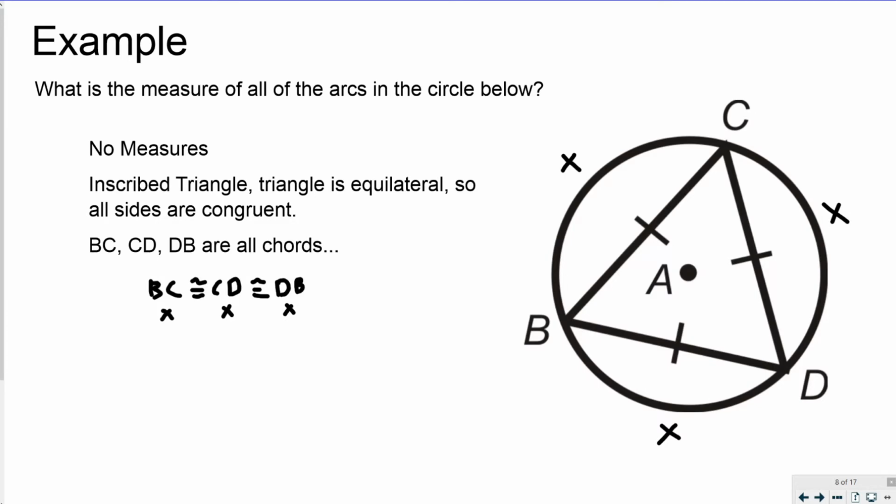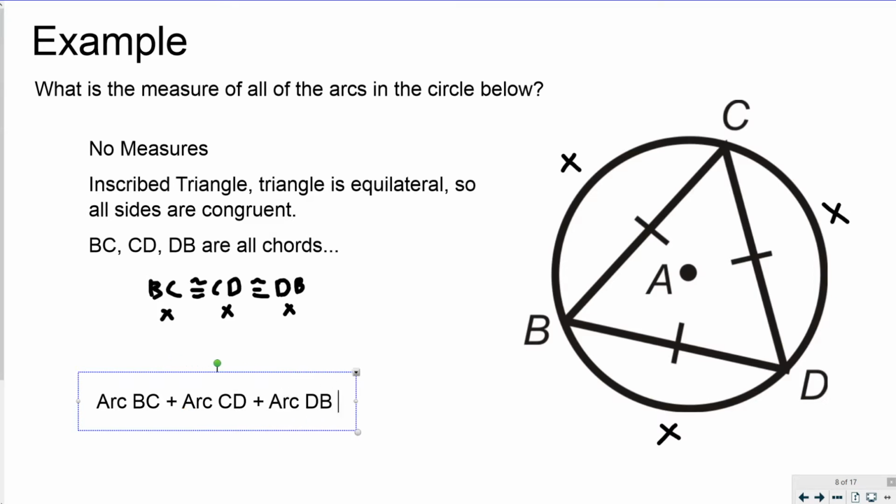So since all of these are congruent, that allows me to put an x on every single arc measure since I know that they all have to be the same missing amount. So since they're the same missing amount, I can use the same variable to represent them. So then I will write myself an equation. I know that arc BC plus arc CD plus arc DB has to equal 360 degrees. So substituting the letters in, it would be x for BC plus x for CD plus x for DB has to equal 360 degrees.